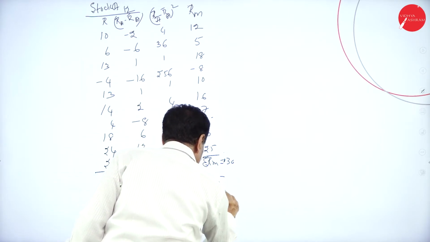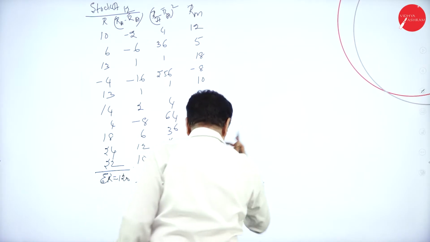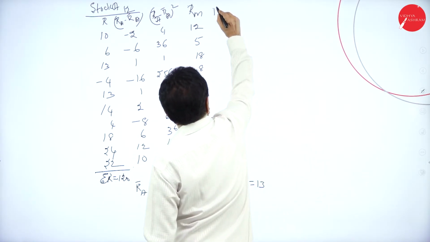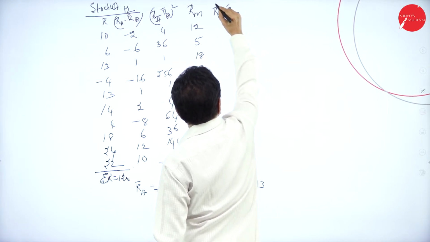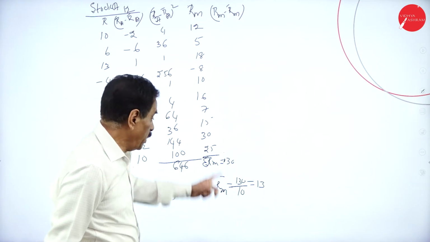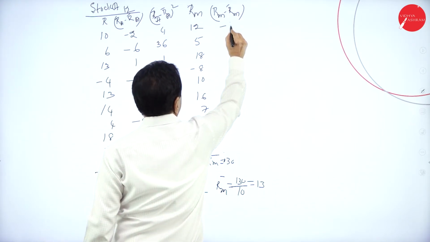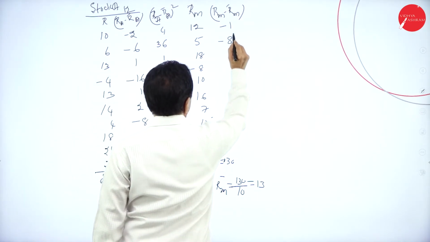R mean M: 130 divided by 10 is 13. Take R minus R mean M. 12 minus 13 is minus 1. 5 minus 13 is minus 8.